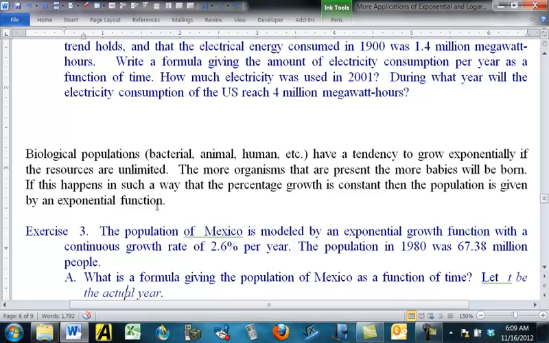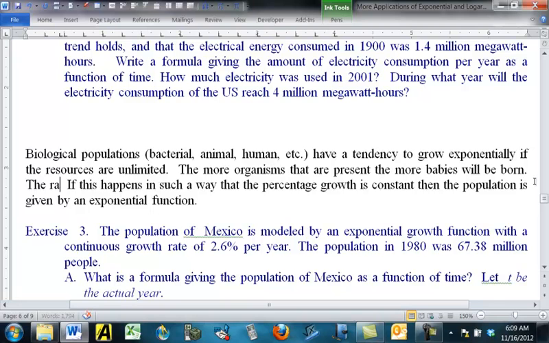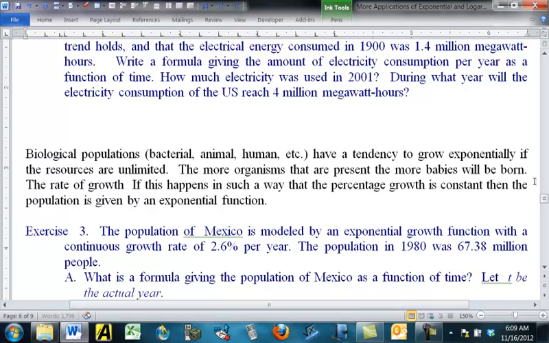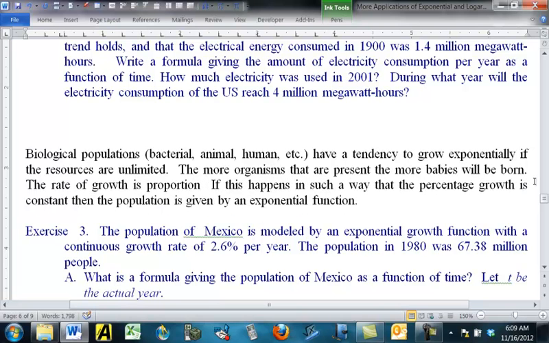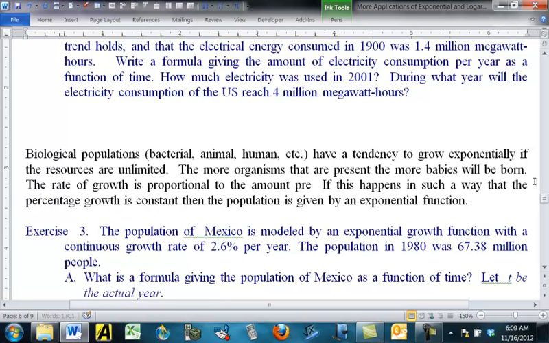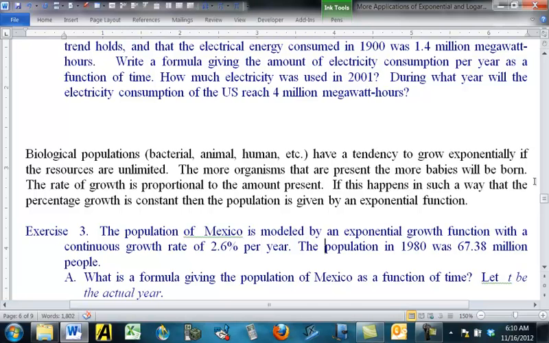So biological populations, say bacterial populations, human populations, animals, have a tendency to grow exponentially if the resources are unlimited. So the more organisms that are present, the more babies will be born. Okay? So it turns out that the rate of growth is actually proportional to the amount present. This is exponential growth. So if it happens this way, so that the percentage growth is constant, then that's exponential. So let's look at some population growth problems.